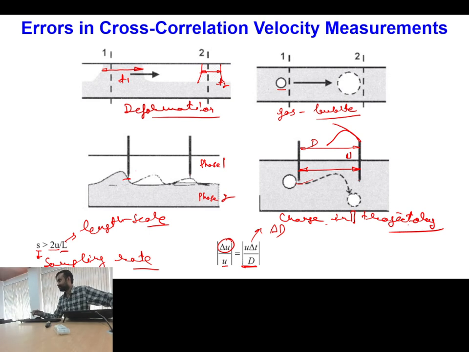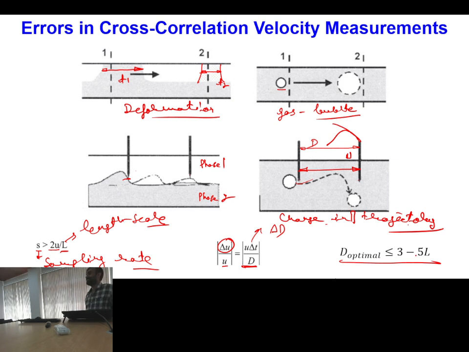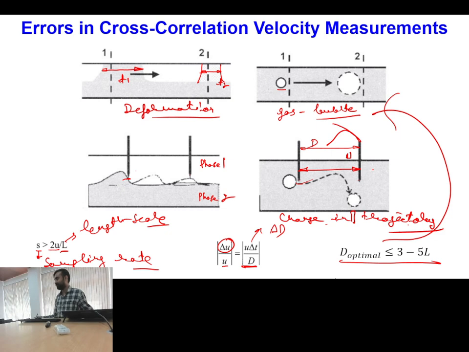तो फिर optimum position कैसे decide करें? It is specified. So typically, whatever is the characteristic dimension of the entity whose velocity you want to measure, your optimal distance between the probes should be less than or equal to 3 to 5 L. Because if it is more than that, your uncertainty will be less, but then sources of these errors will actually come into the picture.